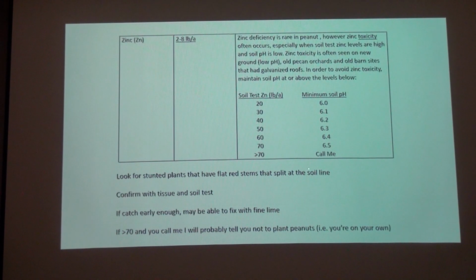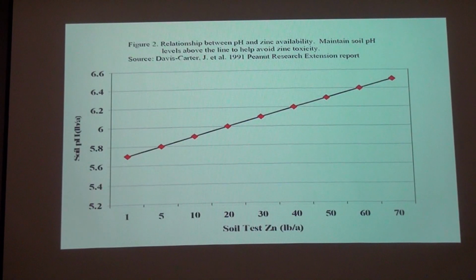There are numbers for zinc out of the trifold. It's in table form. You can look for flat red stems at the surface and confirm it with a soil and tissue sample. If you catch it early enough, you might even be able to bring the pH up and fix it a little bit. There's the table.